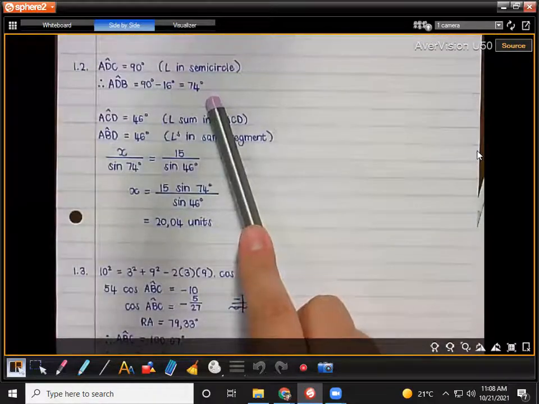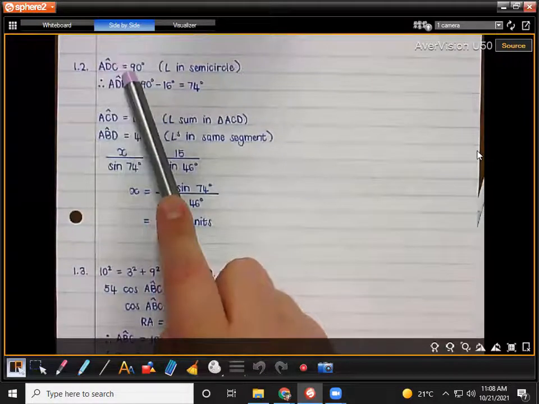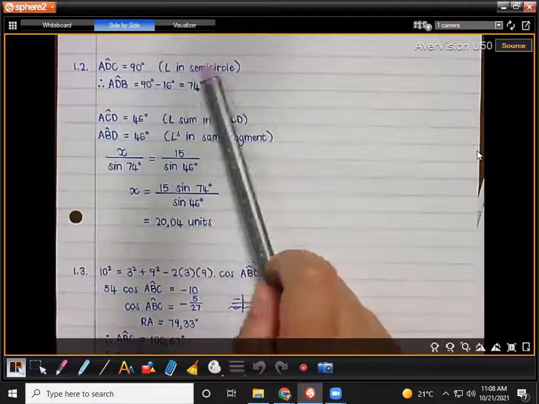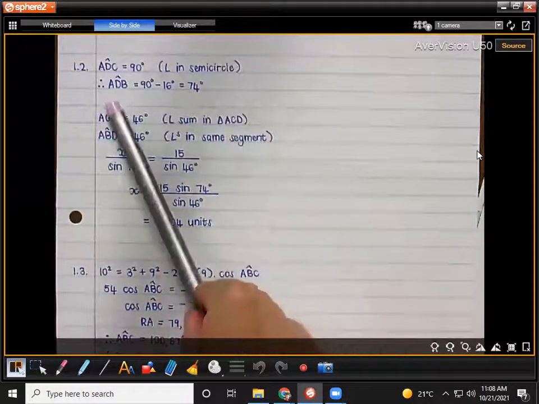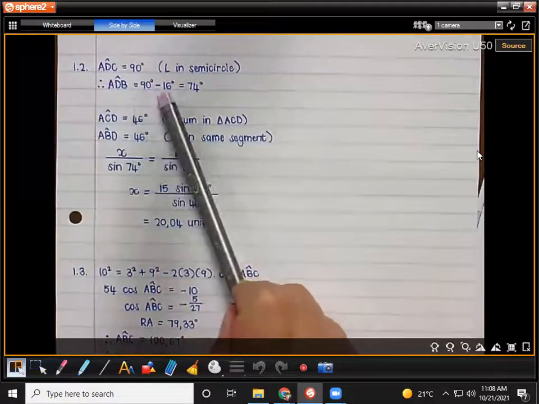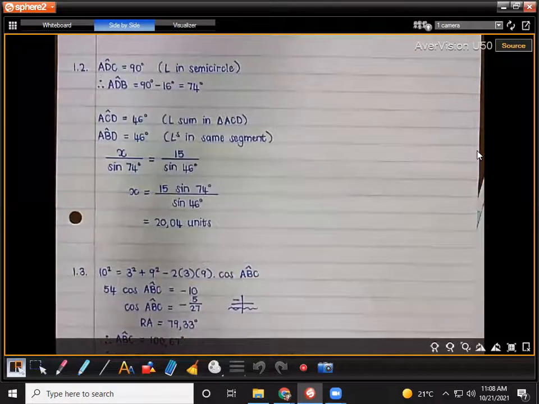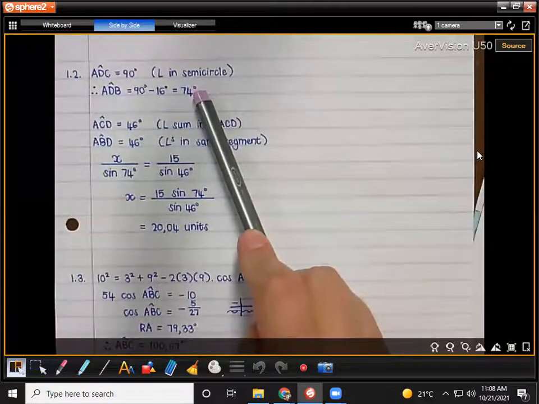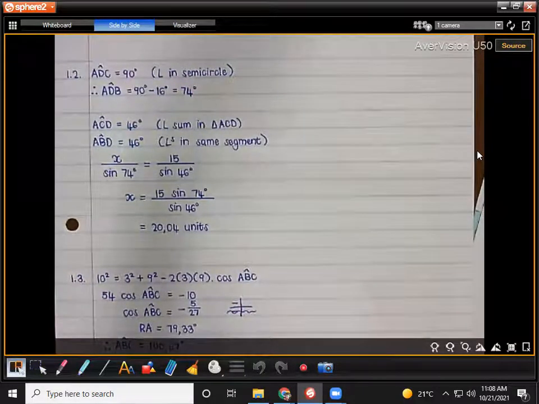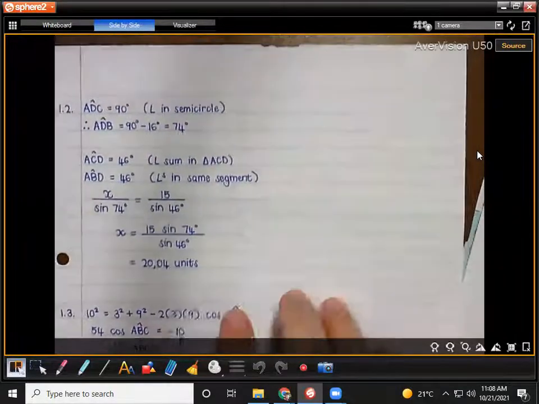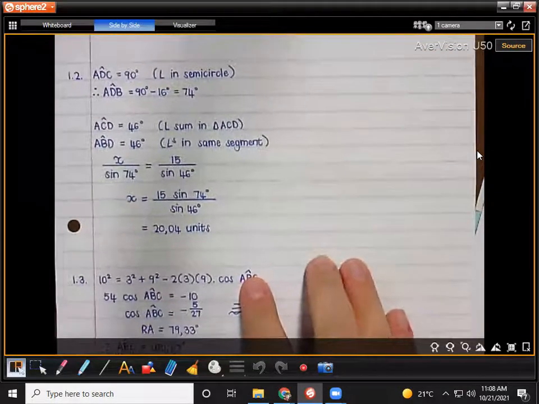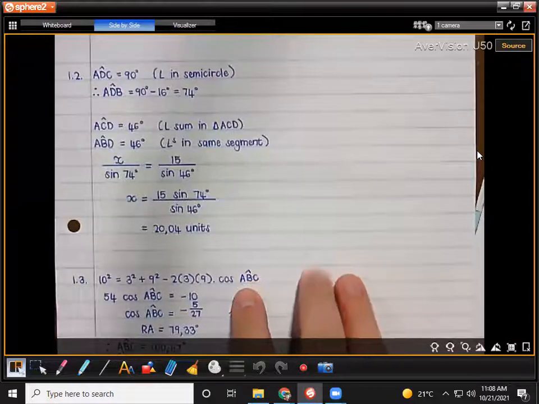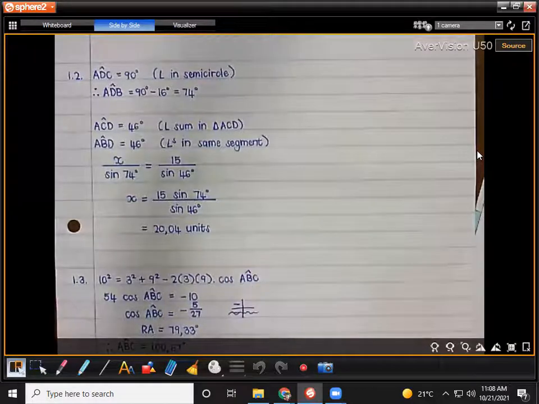There, I did the calculation there. So I said that ADC is 90 degrees. We remember that the reason for that is angle in semicircle. Then I said ADB is equal to 90 minus 16, that one part of the angle, and I got 74. Okay, and I need this angle because it is opposite to the side that I'm trying to find. All right, whether I'm going to use sine rule or cosine rule, I always need the angle that's opposite that side. Okay, so that's done.